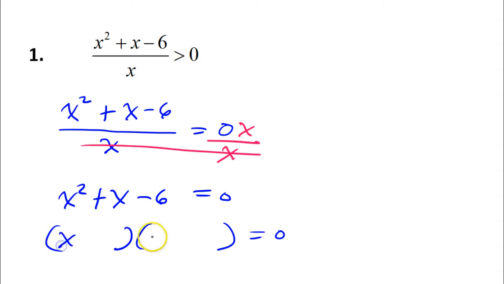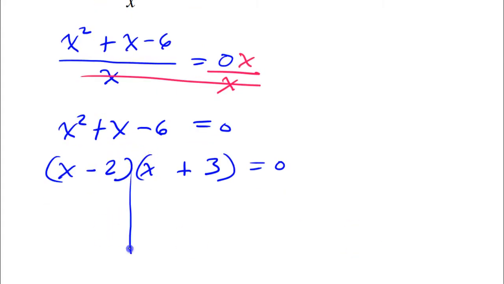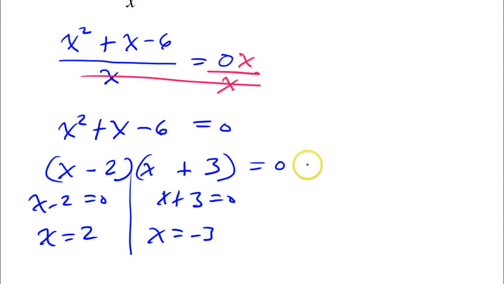So x squared, I got x and x. I'm thinking it's either going to be 2 times 3 or 6 times 1. Which way is it going to be this time? 2 times 3. Yeah. All right, if I go 2 times 3, negative 2, positive 3, that'll do it. Any questions on that? All right, so I set these equal to 0 and solve. So I get x equals 2 and x equals negative 3.